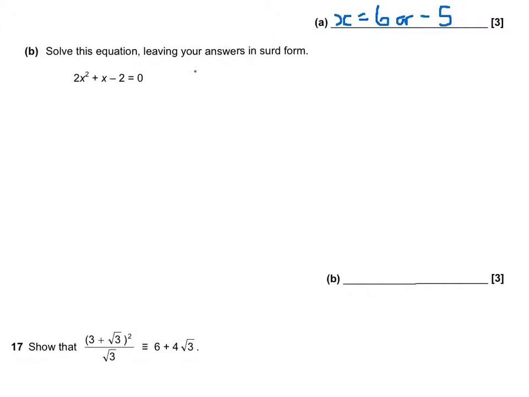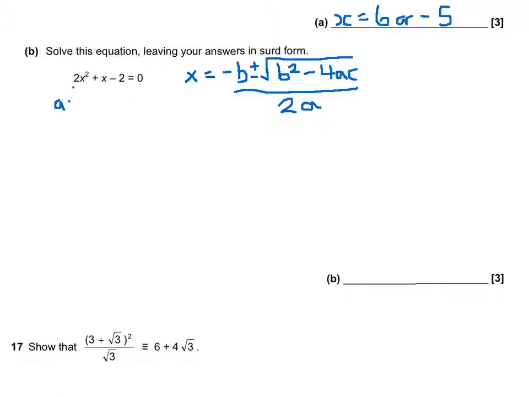And the quadratic formula, if we copy that down first of all, is x equals minus b plus or minus the square root of b squared minus 4ac, and that's all over 2a. So we're now just going to go and work out which one's a, b and c from here. A is 2. B, the second one, is the value in front of x, which here is 1. And C is the bit on the end, which here is minus 2.